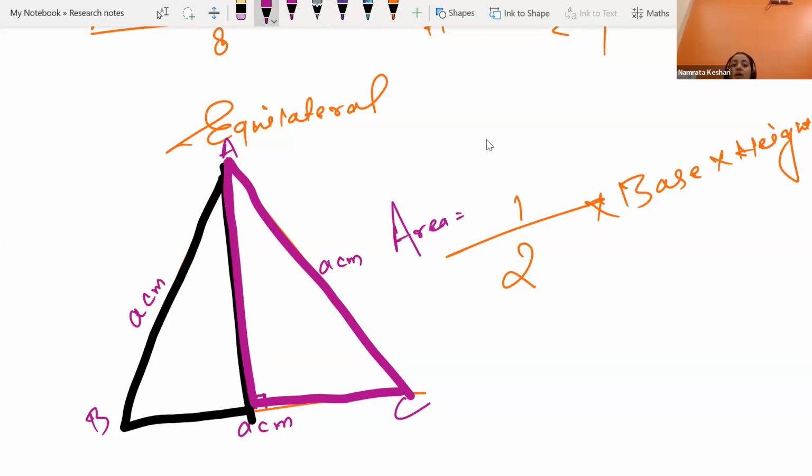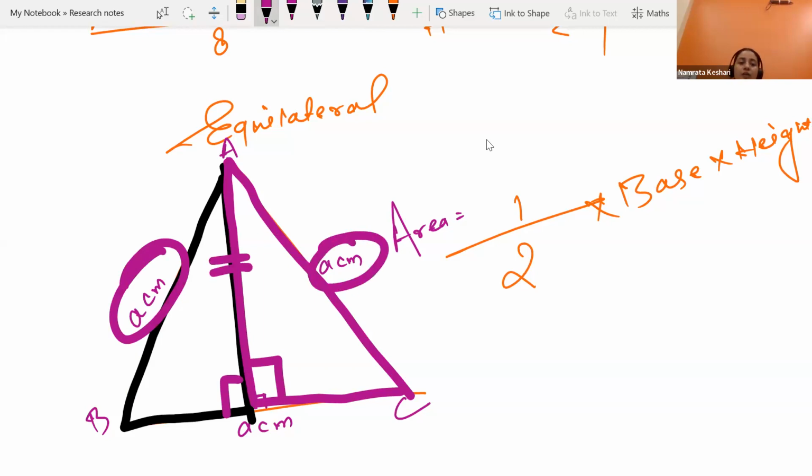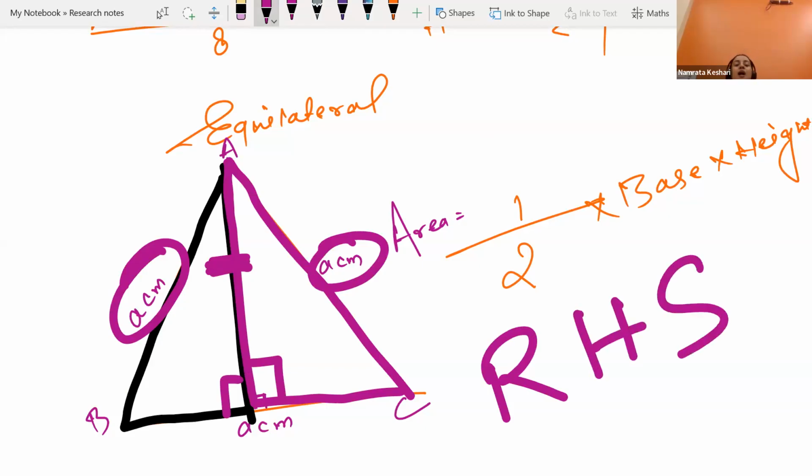Why are we saying it? Because 90 degrees here, 90 degrees here, a centimeter here, a centimeter here, and this is the common side also. Which congruency criterion is working? R for right angle, H for hypotenuse, S for side: the RHS congruency criterion is working, and that's why we are saying the left side triangle and the right side triangle, these two are the same.